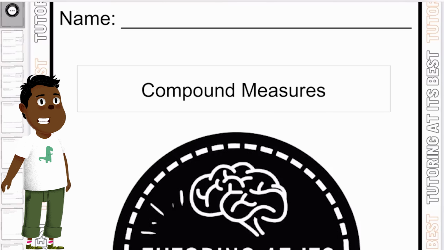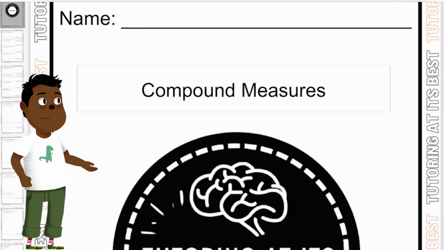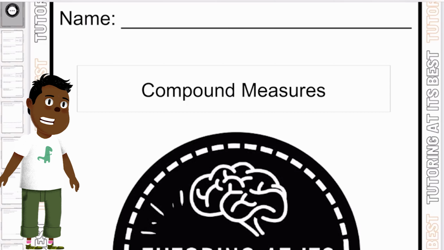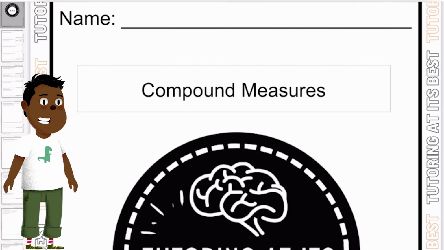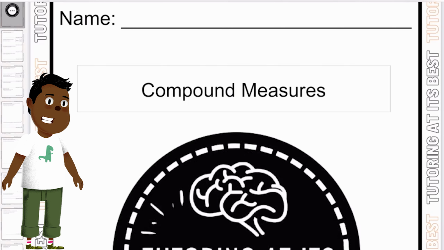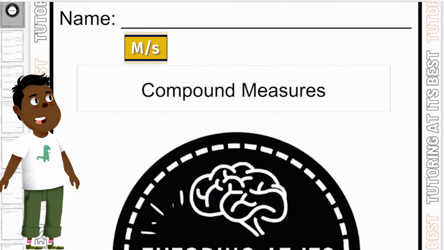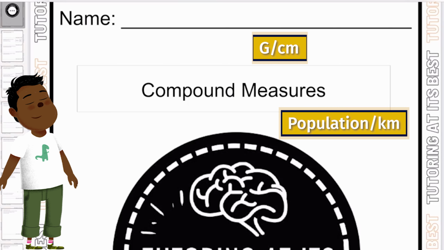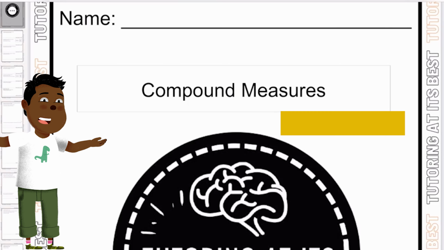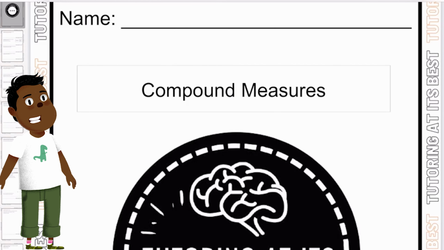Hey guys, it's Rishi once again, and today we're back with compound measures. But what are compound measures? Well, these are types of measurements that involve two or more different units. Examples of compound measures include meters per second, grams per centimetre cubed, or even population per kilometres squared. And so what we'll be focusing on today is many of these.